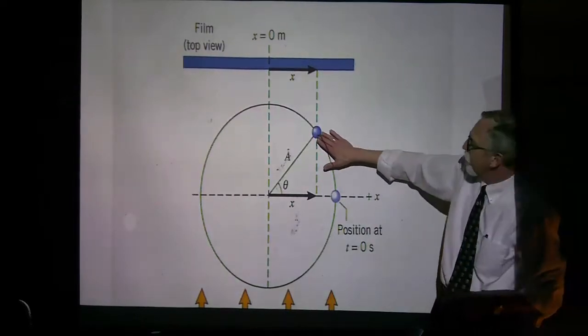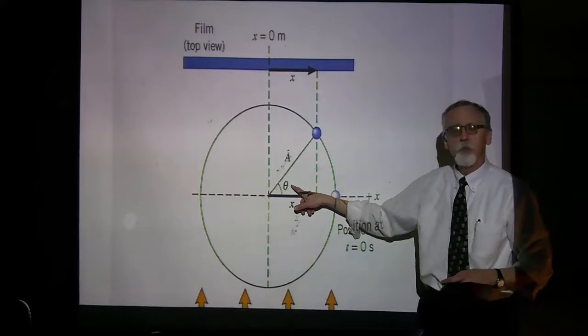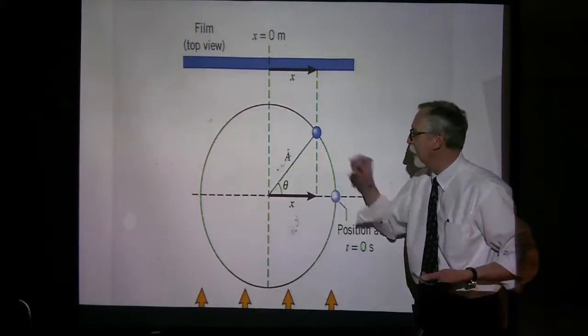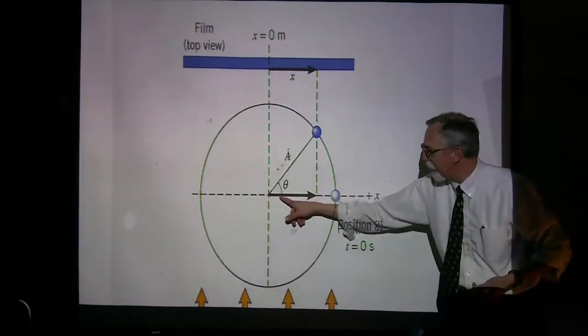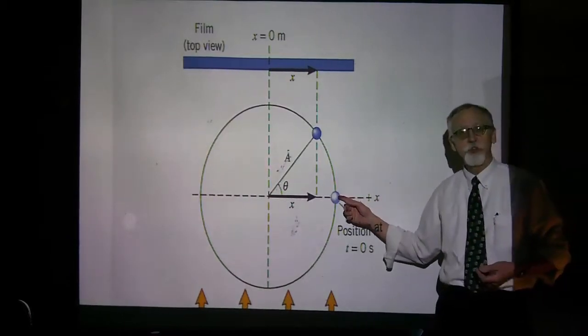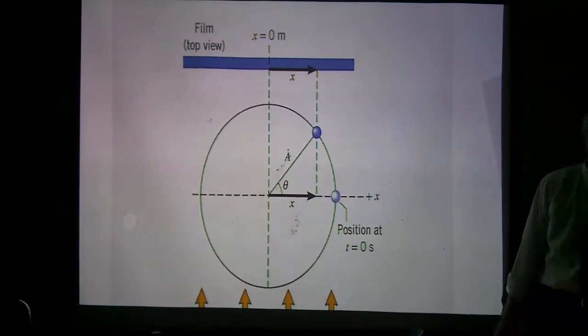So there we go. Here is our object undergoing uniform circular motion at some time t. It'll be at some position theta, and it's got some radius of the motion a. And let's assume that theta is actually 0 at t equals 0. So this will be our initial position of the object as it's undergoing uniform circular motion.